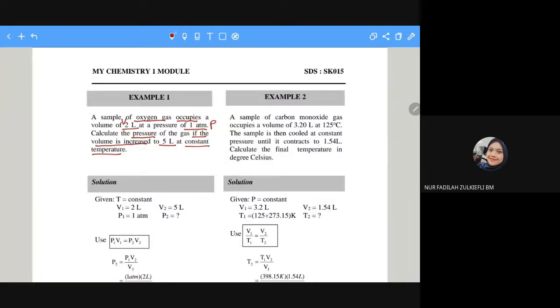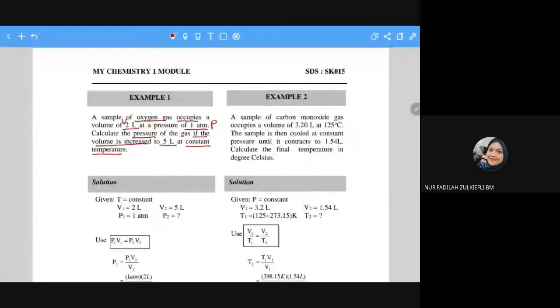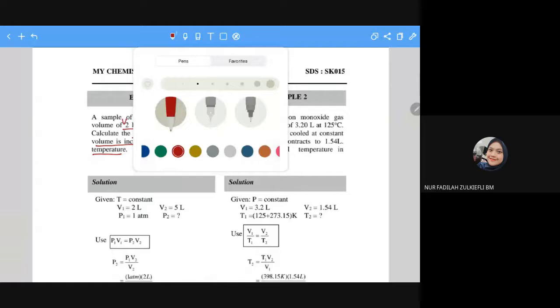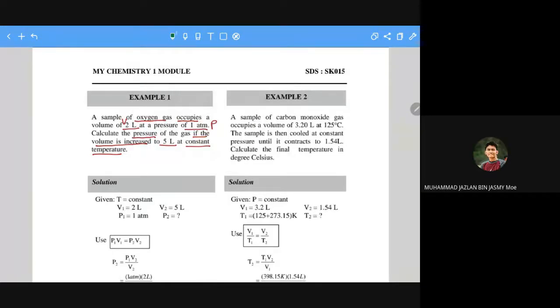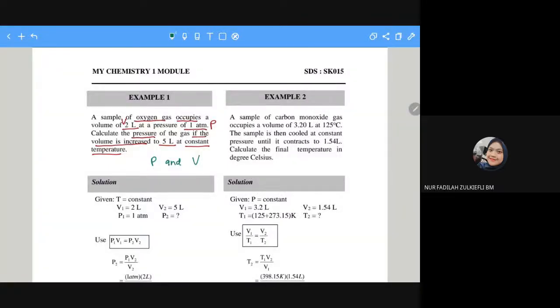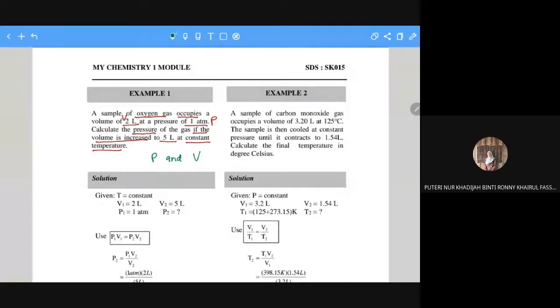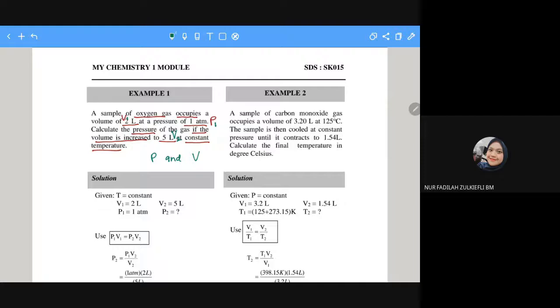Okay, siapa boleh bagi tahu teacher, berlaku perubahan pada parameters apa kat sini? Which parameters yang being change, yang berubah? Pressure and volume, right? Okay, you tell me which one is, tanpa tengok solution dekat bawah. 2 liter V1 or V2? V1. And then kita increase kepada 5 liter, so ini adalah V2. Temperature kena constant. Okay, so soalan nak cari P1 or nak cari P2? 1 atm is P1 or P2? V1, P1, yes. So kita nak cari P2, the new pressure.